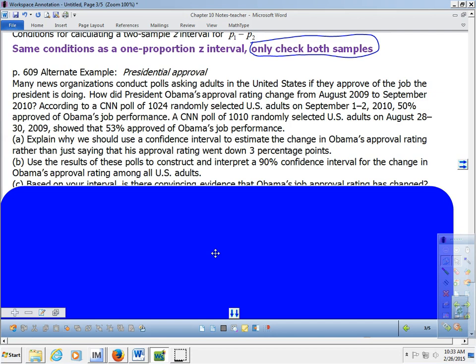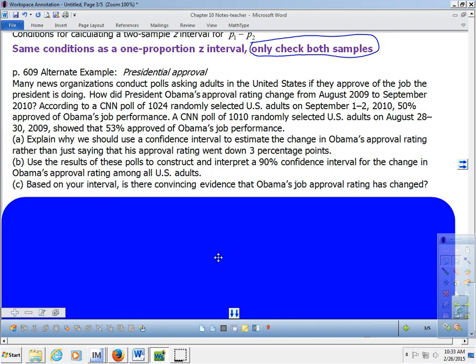And so the question we have to ask ourselves is, could that have happened by random chance, or does that truly indicate a difference in his approval rating? Okay? And so part A here says explain why we should use a confidence interval to estimate the change in Obama's approval rating, rather than just saying that his approval rating went down 3 percentage points. Okay? And then we're going to construct and interpret a 90% confidence interval, and based on that interval, we're going to talk about if there's convincing evidence that Obama's job approval rating has changed.